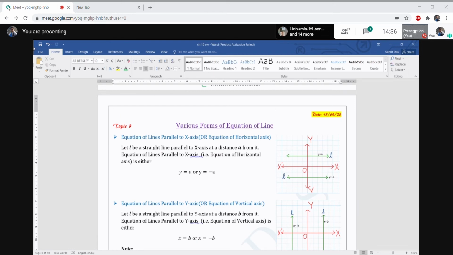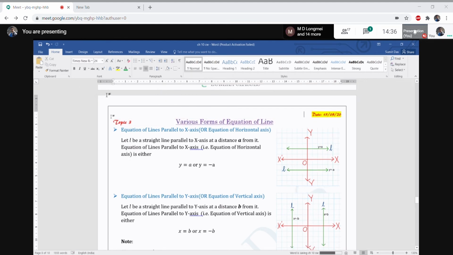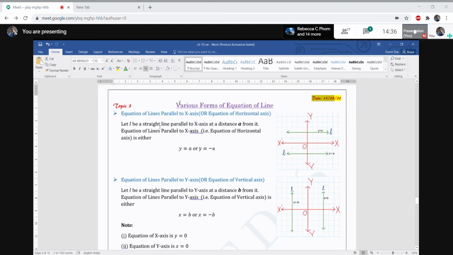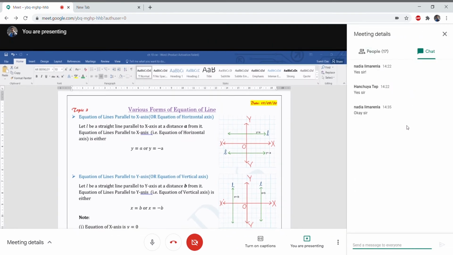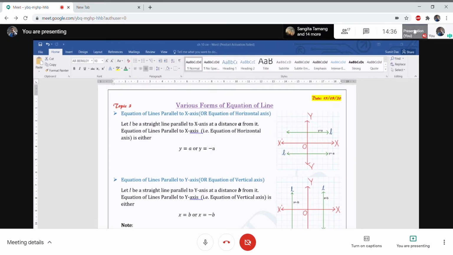So this is topic 3 of straight lines. The topic name is various forms of the equation of the straight line. First is the equation of a straight line which is parallel to the x-axis.